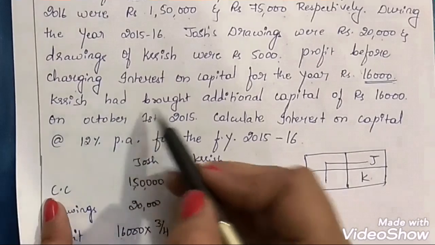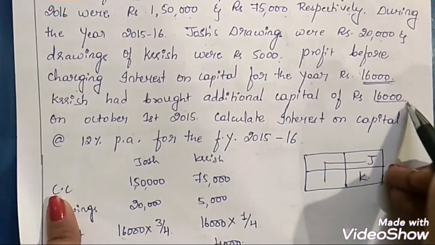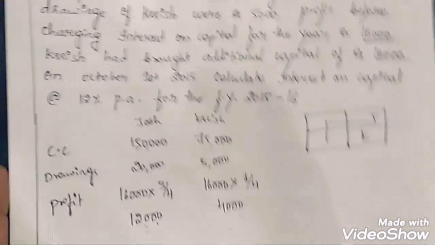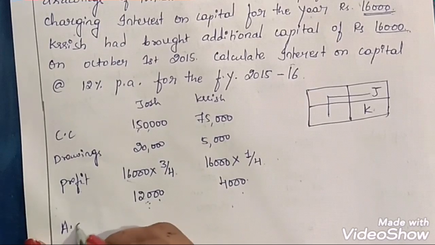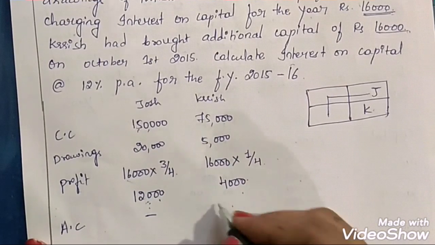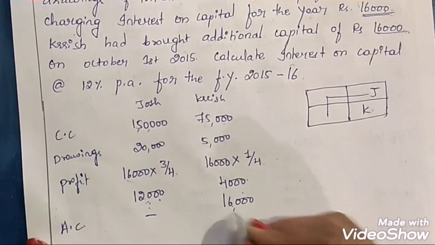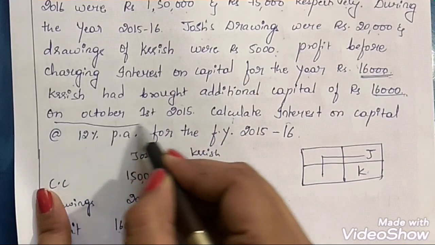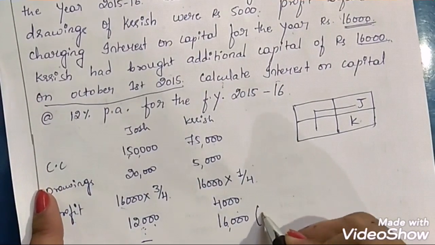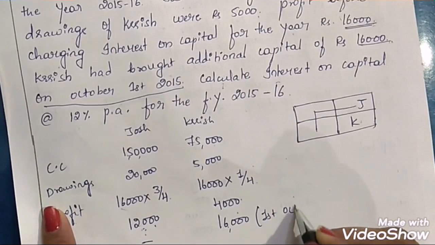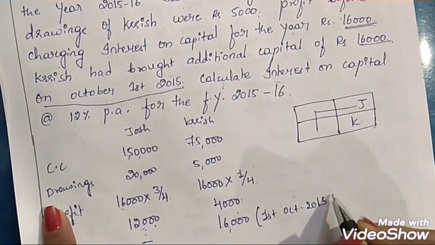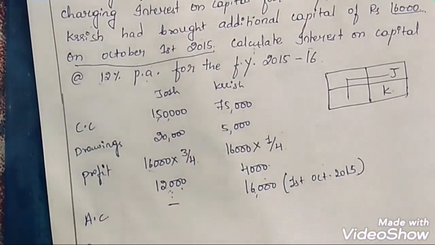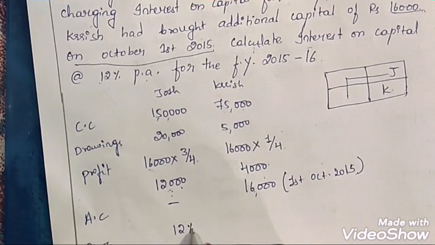Okay, next, Krish had brought additional capital of rupees 16,000. See, only Krish has brought the additional capital. Josh has not brought any additional capital. So we can write it as additional capital for Josh is nil and for Krish is rupees 16,000. Okay, next. Date is given as October 1st, 2015. So this was brought on 1st October 2015. Calculate interest on capital at 12% per annum. So rate of interest is 12% per annum.